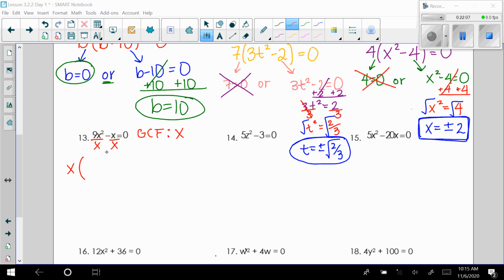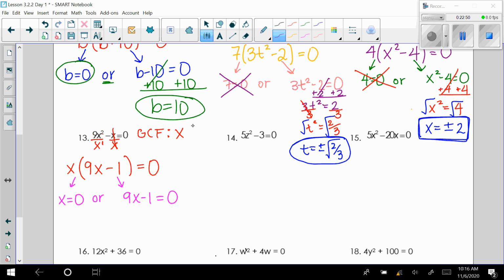So 9x squared divided by x, remember you subtract the exponent, so that'll leave us with 9x. And negative x divided by x just cancels out. So when you divide and everything cancels out, you're left with just 1. So it'd be 9x minus 1 equals 0. Now we're going to set each piece equal to 0 because of the zero product property. This could equal 0 or this could equal 0.